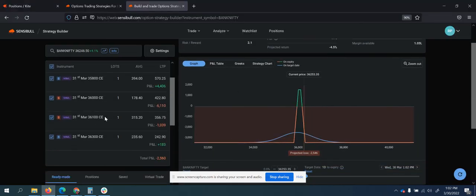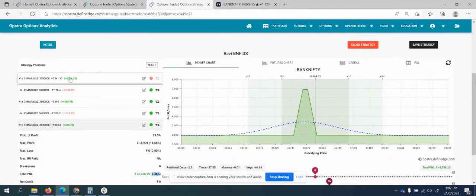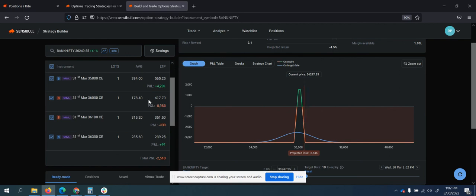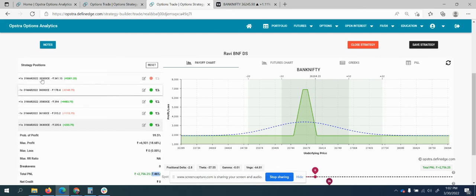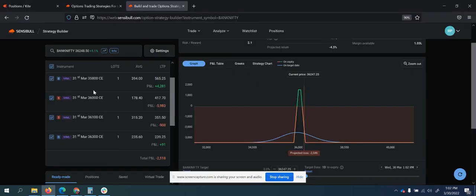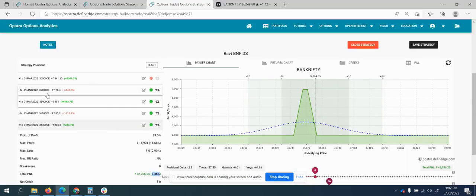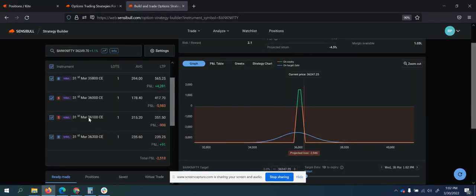The same legs, but here you'll be seeing a 2500 loss. The reason being, this 5300 will not be showing in Sensibull because I squared off these legs maybe day before yesterday. Sensibull doesn't have the feature of showing squared off legs. But if you look at the other legs, 35,800, and then you have 36,000, then 36,100, and then 36,300. So these are all real trade legs.